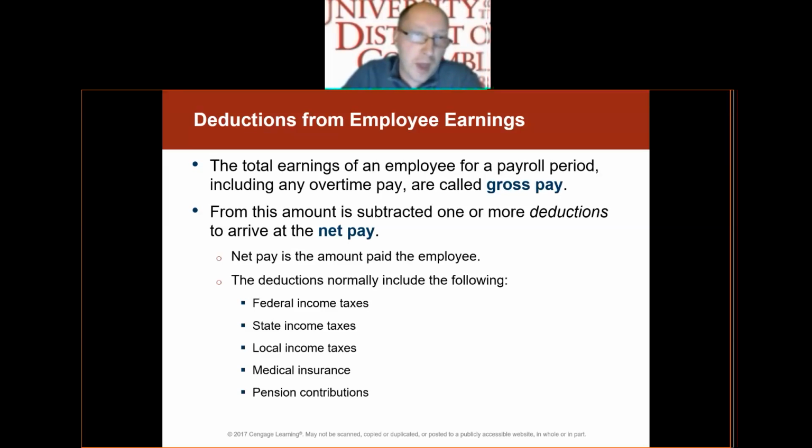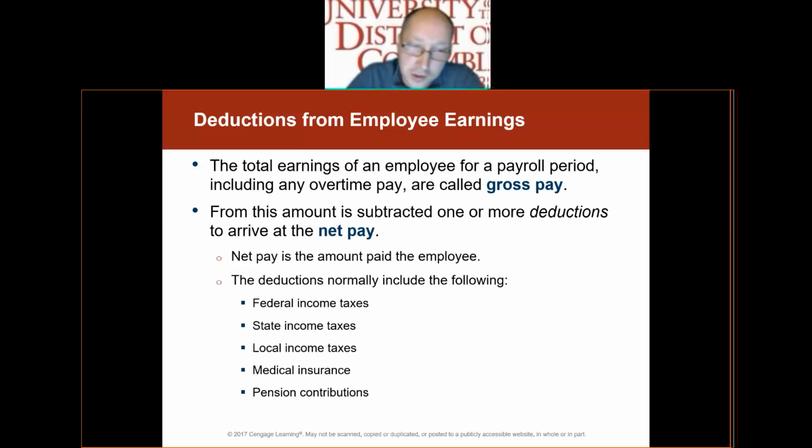So, again, gross pay is the total earnings of an employee for a payroll period, including any overtime pay. We call that gross pay. This thing is called net pay. Net pay is the amount from which one or more deductions have been subtracted, right? Net pay is what you actually have on your check that you can deposit into your bank. That's your net pay. Net pay is the amount that is actually paid to the employee.